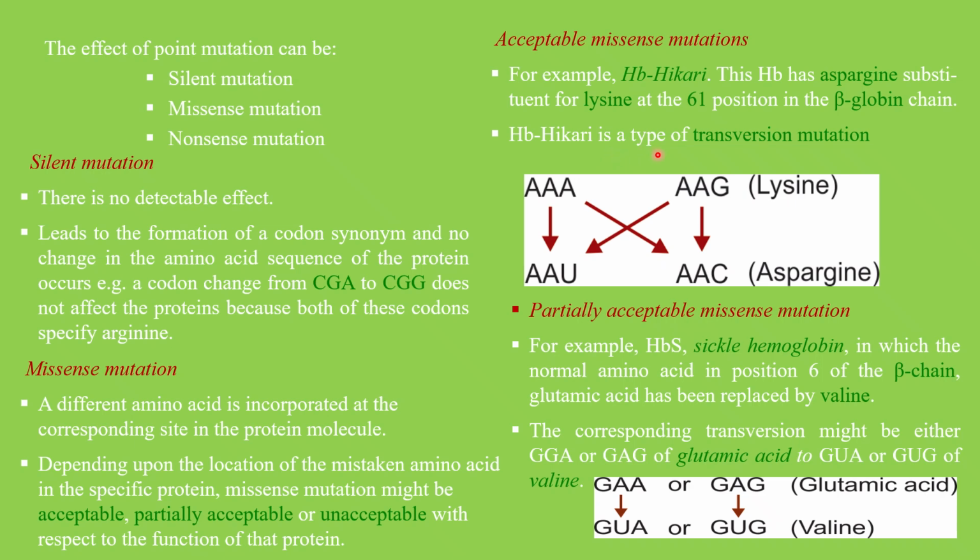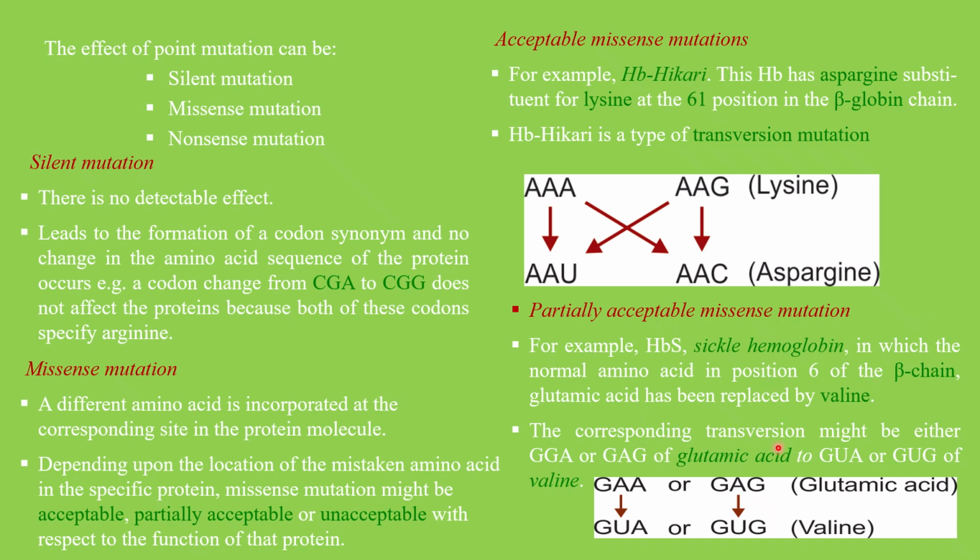This is an acceptable missense mutation because it doesn't lead to a drastic change in the hemoglobin characteristic. Then, partially accepted missense mutations. An example is sickle cell hemoglobin, in which the normal amino acid at position sixth of the beta chain, glutamic acid, is replaced by valine, a very well-known example.